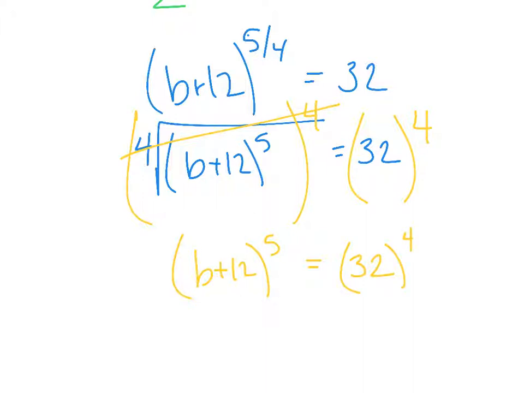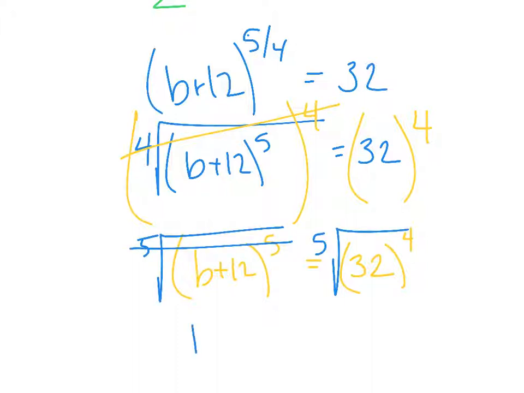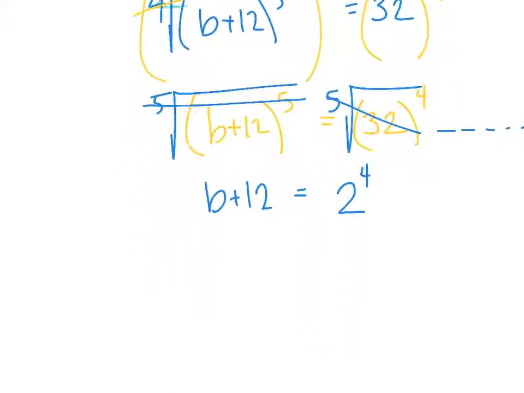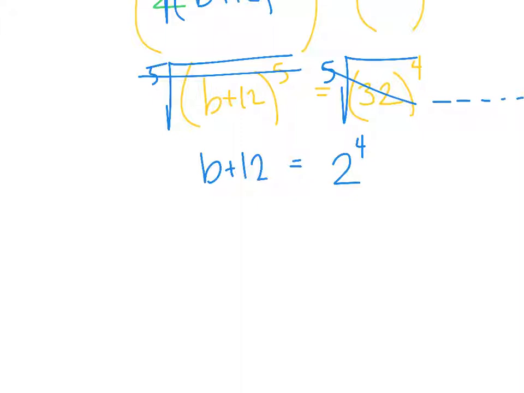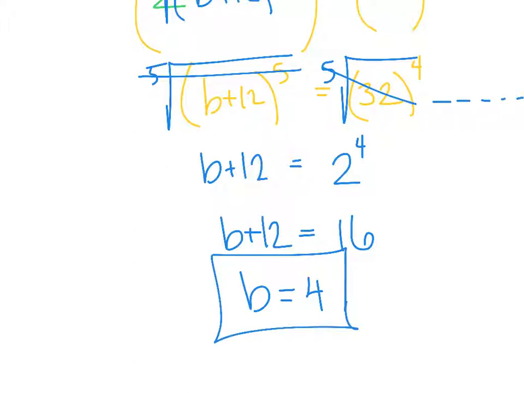To get rid of the 5th power, I'm going to take the 5th root. And I'll take the 5th root over here. So I have b plus 12 equals, now again, what's easier, the 5th root or 2 to the 4th? Well, I can easily find 5 numbers that multiply to 32, which of course is 2 to the 4th. 2 to the 4th is really 2 times 2 times 2 times 2, which is 16, equals b plus 12, and now I can subtract over my 12 to get b equals 4. And of course, you can easily go back and check.